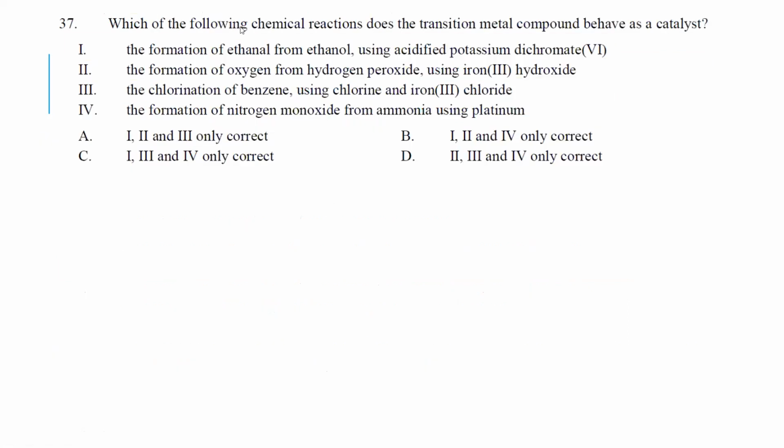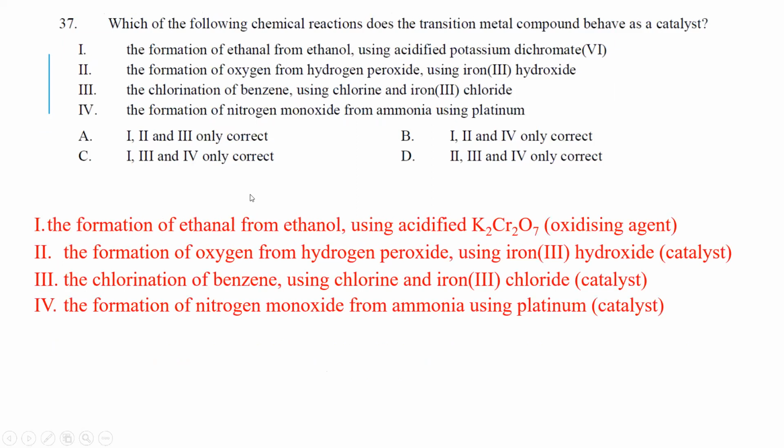Which of the following chemical reactions does the transition metal compound behave as a catalyst? In here, you have to try your best to understand. In the formation of ethanoic acid from ethanol, you use acidified K2Cr2O7, so it is an oxidizing agent, not a catalyst. So 1 is wrong. In the formation of oxygen from hydrogen peroxide, you use iron(III) hydroxide as a catalyst. Then the chlorination of benzene using chlorine and iron trichloride also uses a catalyst. And then the formation of nitrogen monoxide from ammonia uses platinum, also a catalyst. So 2, 3, and 4 use catalysts, and only 1 is an oxidizing agent.